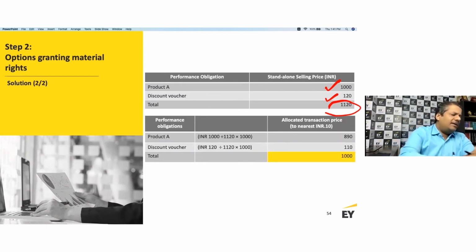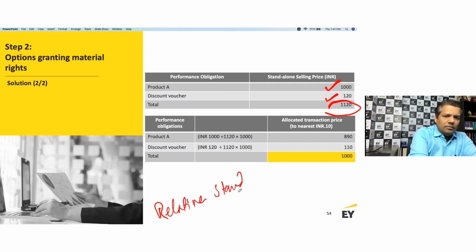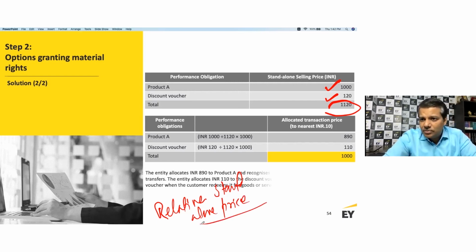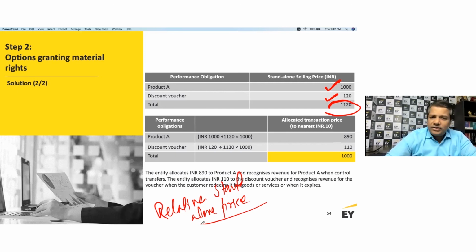So I then need to do what is called relative standalone price. And we will talk about this more when we look at step 4, how you allocate the transaction price to each of the performance obligations. Here the entity will allocate 1,000 divided by 1,120, because 1,000 was my contract consideration, times 1,000: 890 goes to product A and 110 goes to the material right.